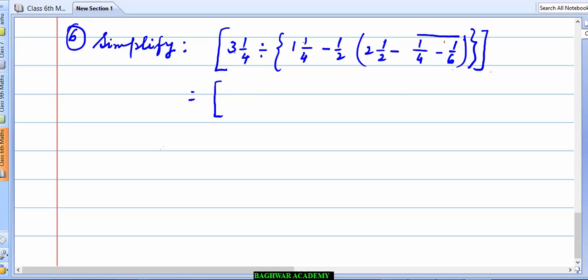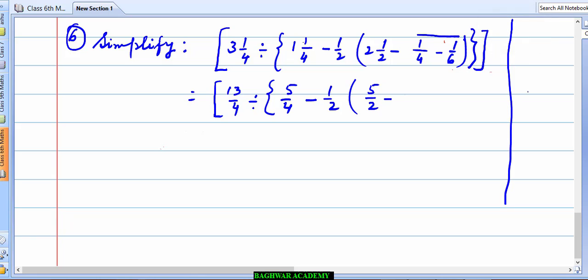Or simply one thing you can do: if it is in mixed fraction, that can be changed into an improper fraction. 4 3s are 12 and 1 is 13. So this will be 13 by 4, divided by 4 1s are 4 and 1 is 5 by 4, and then minus 1 by 2. Now 2 2s are 4 and 1 is 5 by 2 minus, this is required to be solved. So we will solve this.